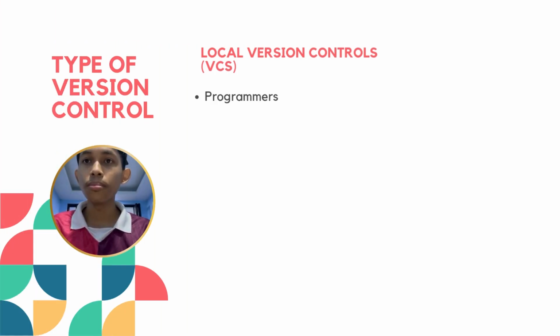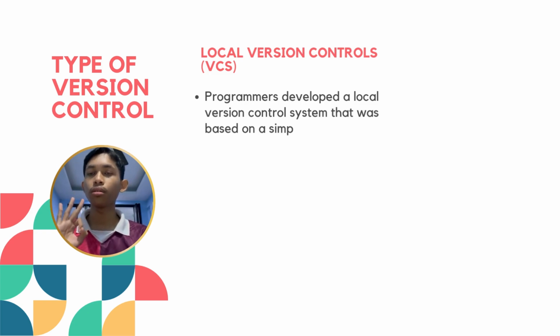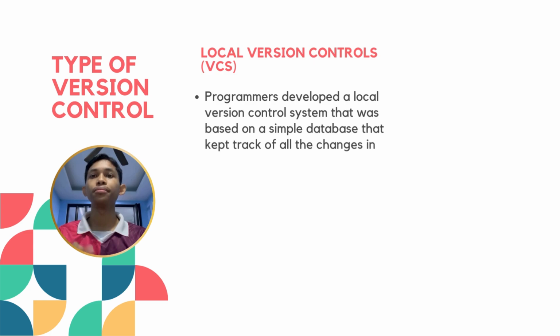Assalamualaikum. So today I'm going to continue about version control, which is the types of version control. There are three types of version control: local version control, distributed version control, and centralized version control.